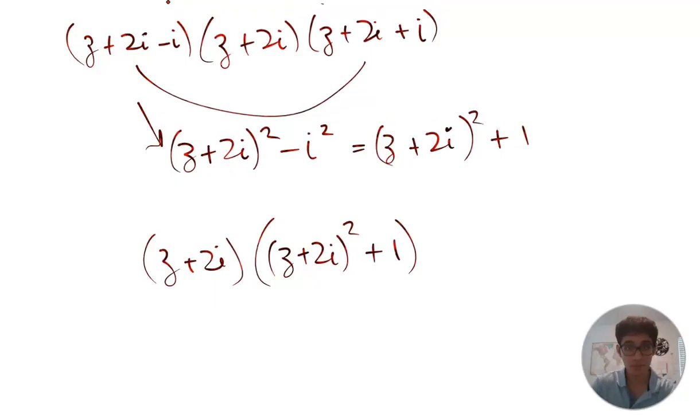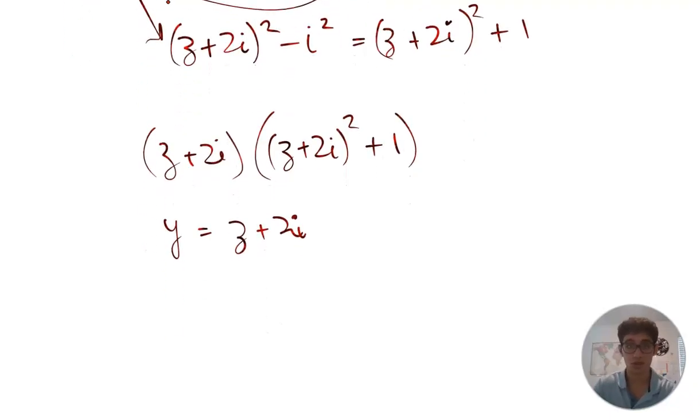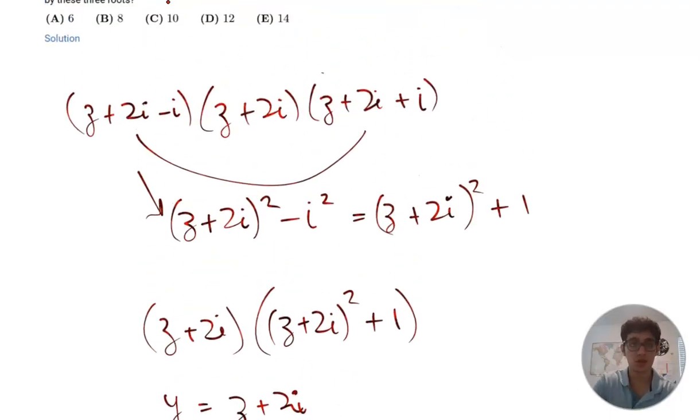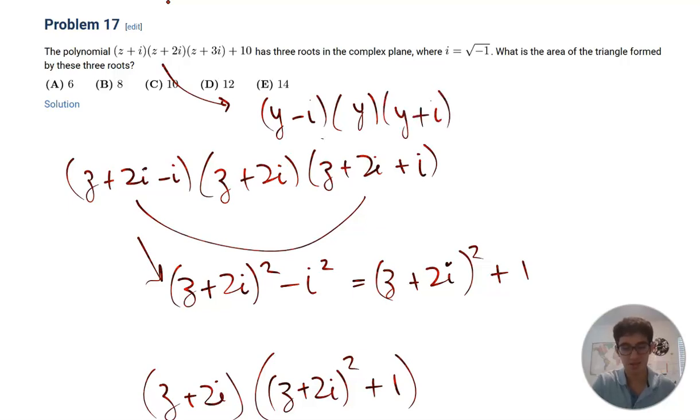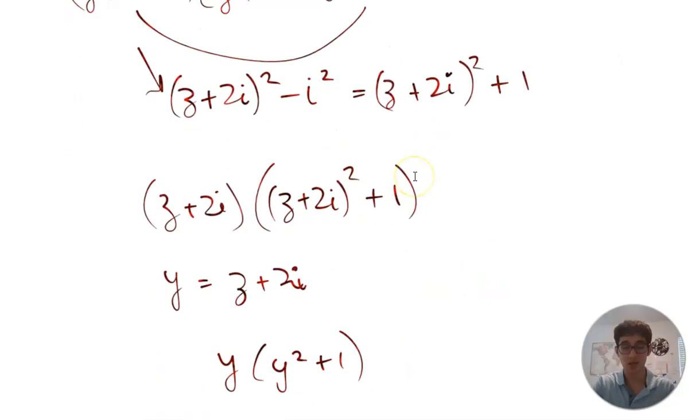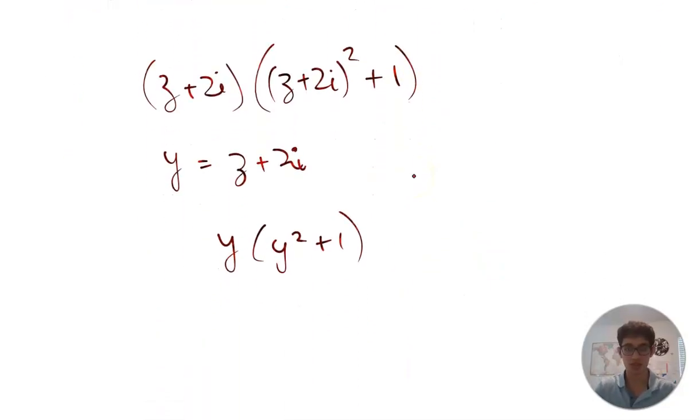Okay, now notice over here we can just say y equals z plus 2i, right? And now it becomes a lot easier for us. We've got y times (y squared plus 1). Instead of doing that over here, you can also just go directly from here and say, hey, it's (y minus i) times y times (y plus i) without first expanding. It's the exact same thing, so I'm not going to be nitpicky here. Either way, you're going to end up with something like this, and then plus 10 equals 0.